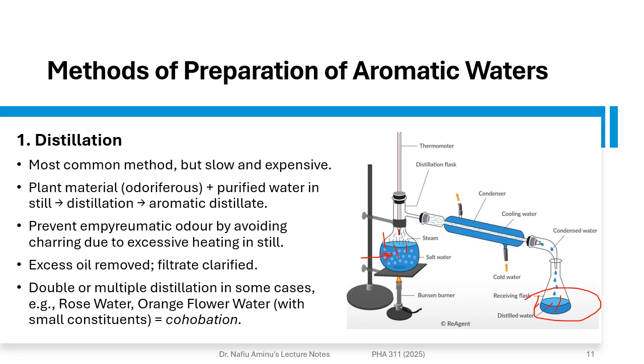And in some cases, a double or multiple distillation is done when we are working with crude substances that contain very little aromatic constituents. To achieve maximum extraction, we have to repeat or circulate the collected aromatic water after distillation back to the still to repeat the same process, so that the whole of the aromatic constituent is extracted. This particular process is called cohobation. When multiple distillation is done, it is called cohobation.